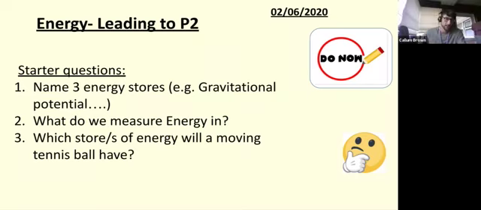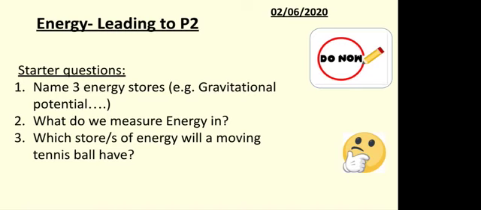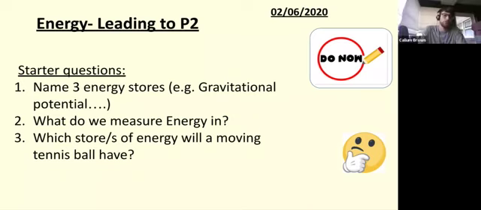So, I gave you some starter questions to start off with here. Some of you might find these easier than others, but the first question is: name 3 energy stores. The second question is: what do we measure energy in? Another form of that question would be, what are the units of energy? And that's something you need to be aware of. So that's the same question there, really. Question 3, which store of energy will be in a moving tennis ball? The important key word there being moving.